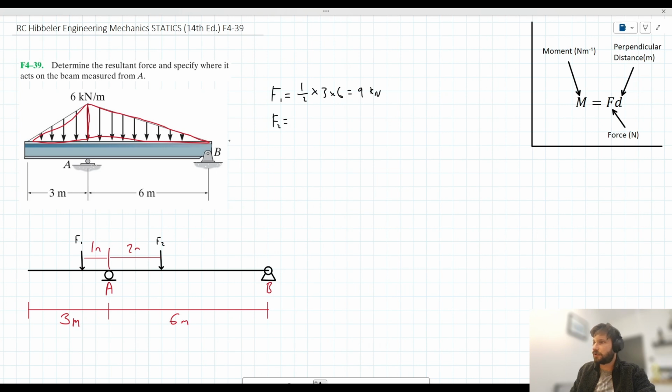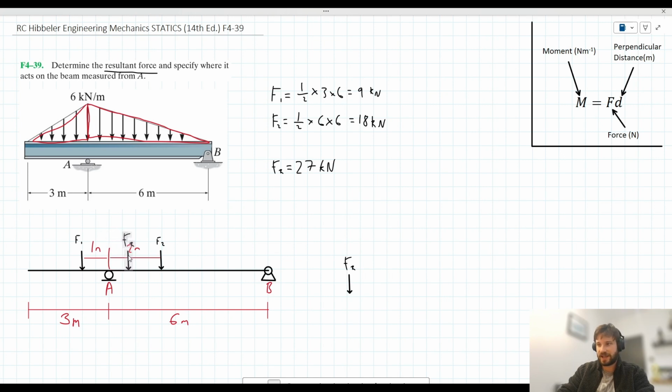And for F2, we could do the same thing. We can say a half times base, which in this case is 6, times height again, which is 6. A half times 6 times 6, that's 3 times 6, that's 18 kilonewtons. Now, we want to determine two things about this resultant force: its magnitude and its position. We can determine its magnitude off the bat. The resultant force here is the sum of F1 and F2. It's 27 kilonewtons.